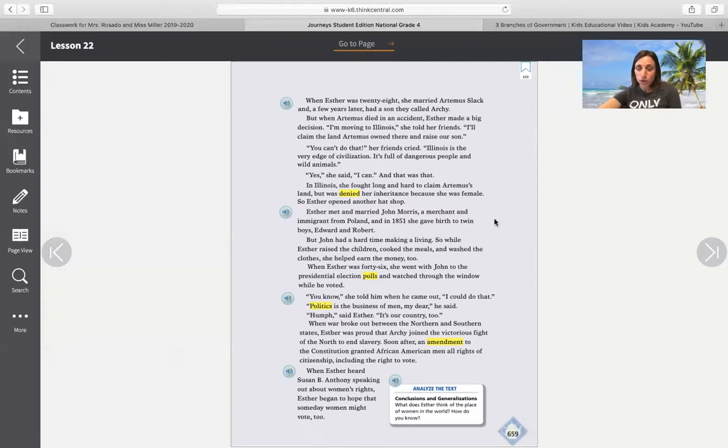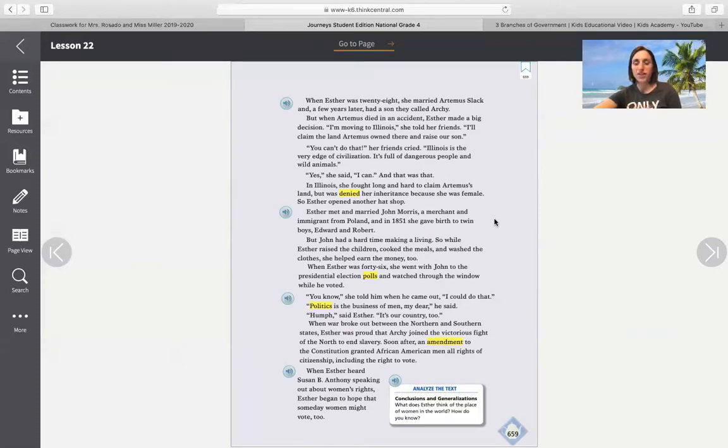When Esther was 46, she went with John to the presidential election polls and watched through the window while he voted. You know, she told him when he came out, I could do that. Politics is the business of men, my dear, he said. Said Esther, It's our country too.